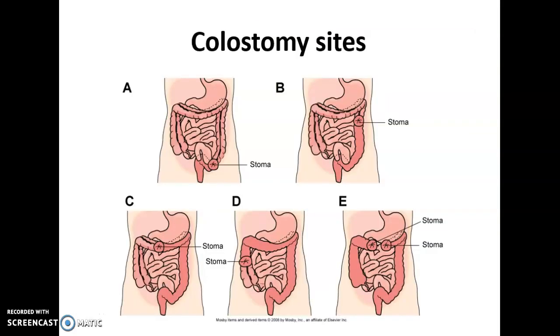There's lots of different sites for colostomy. The lower it is, the more solid the feces that comes out. So down there in that first one in A, that's going to be almost like a normal bowel movement. And B, it's going to be a little bit softer. And C, yeah, the farther away it is, the more loose it's going to be.